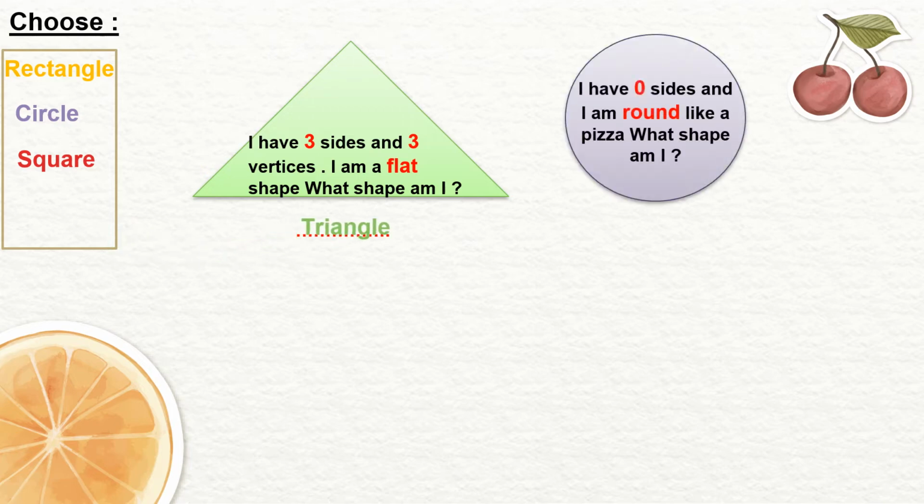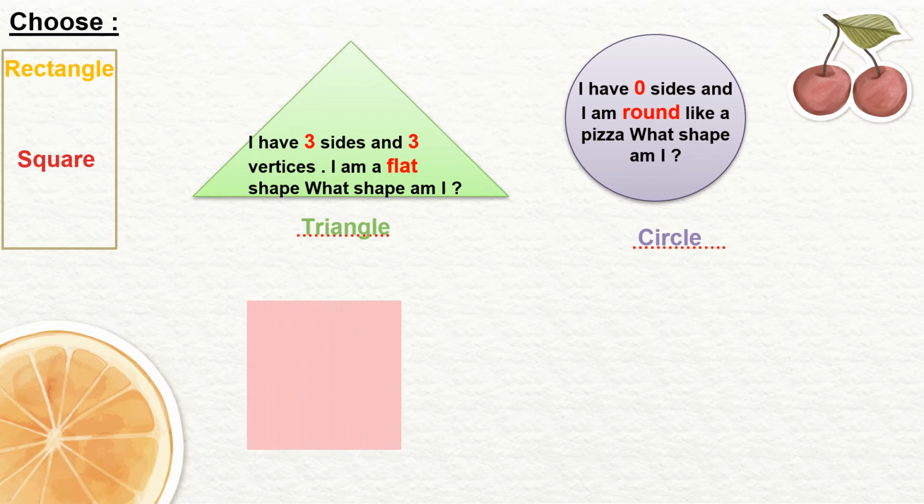I have 0 sides and I am round like a pizza. What shape am I? Round, 0 sides, so it's a circle. Very good.